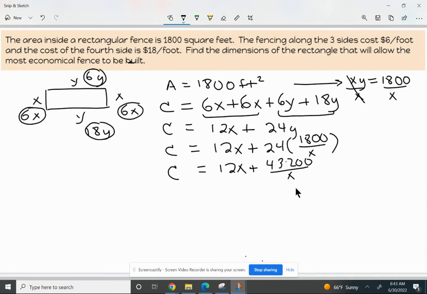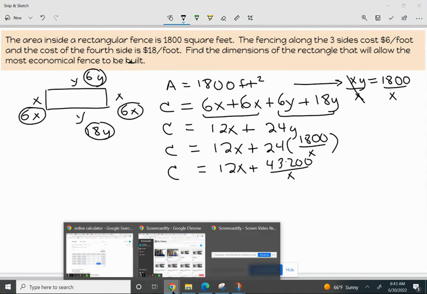Maybe the graphing calculator would be hard to see. But I can graph 12x plus 43,200 over x. That's going to be my cost equation. So I could go to a graphing calculator.